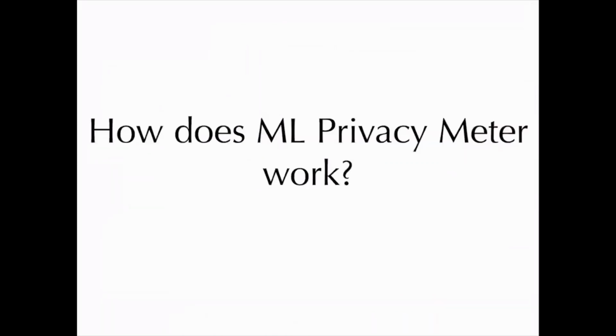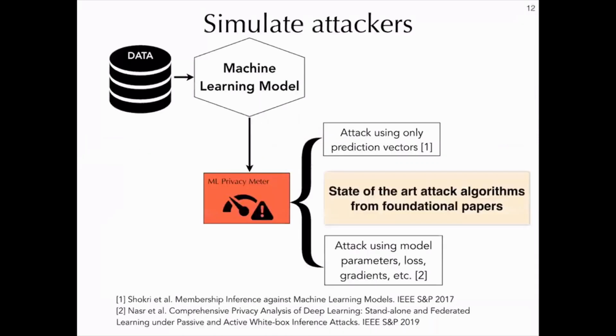How does ML Privacy Meter work? ML Privacy Meter works by implementing membership inference attacks against machine learning models and is based on the state-of-the-art attack techniques. It simulates attackers with various capabilities and different levels of background knowledge about the training data.